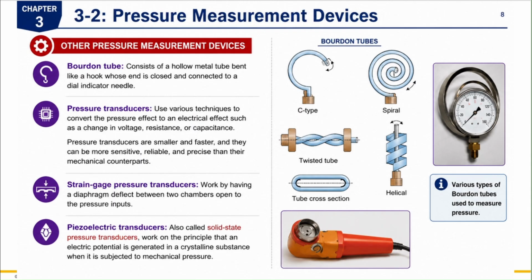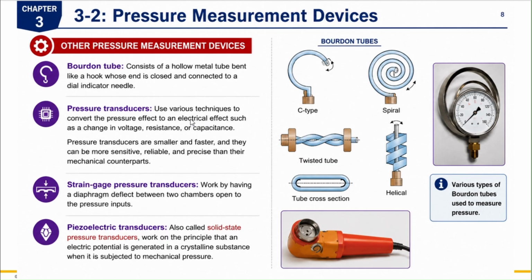And there are other pressure measurement devices also. They can be mechanical or electrical. One of them is a classical invention called the Bourdon tube. A Bourdon tube consists of a hollow metal tube bent like a hook, whose end is closed and connected to a dial indicator needle. Whenever pressure goes into that tube, it tries to straighten up. If you connect a gear with a needle, that straightening changes the needle reading, and that way we can calibrate the needle movement with respect to the pressure values.